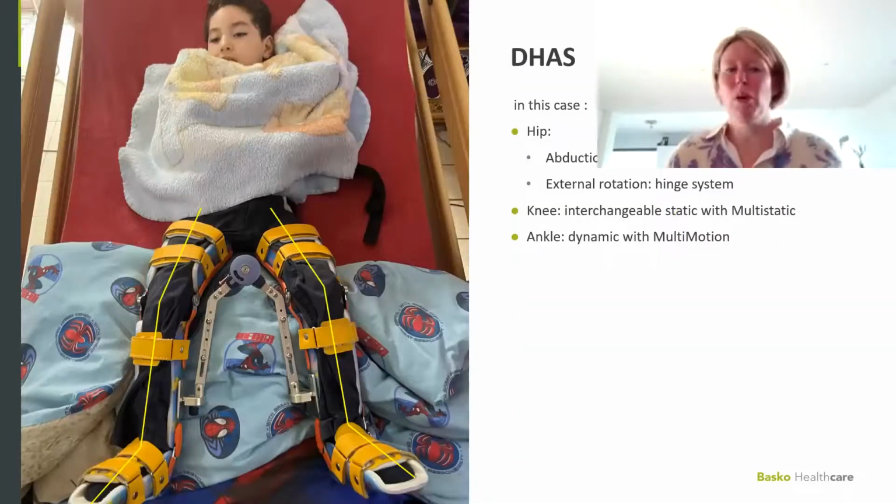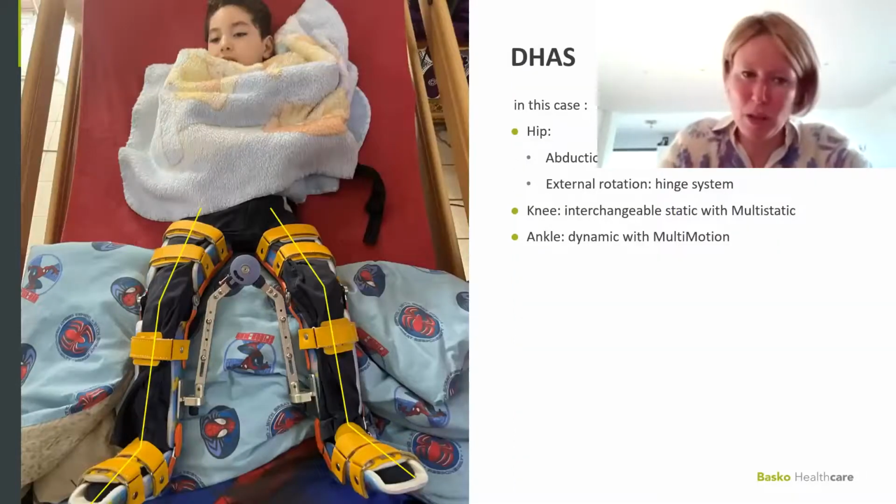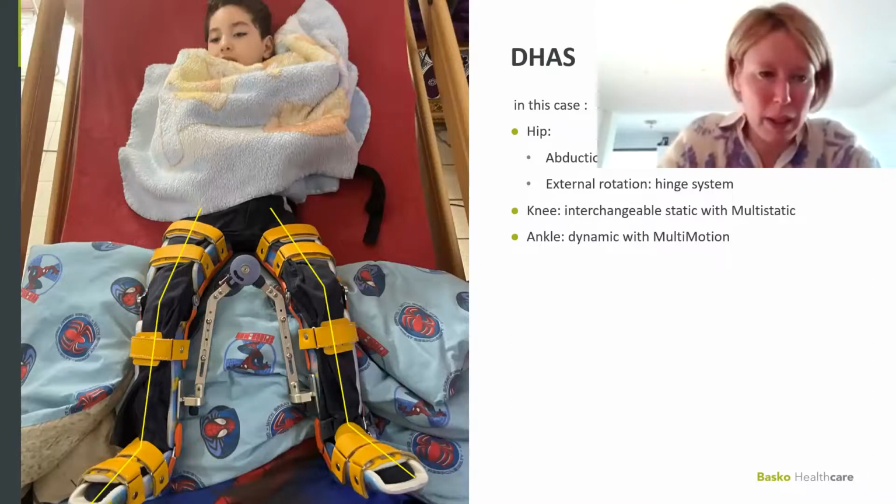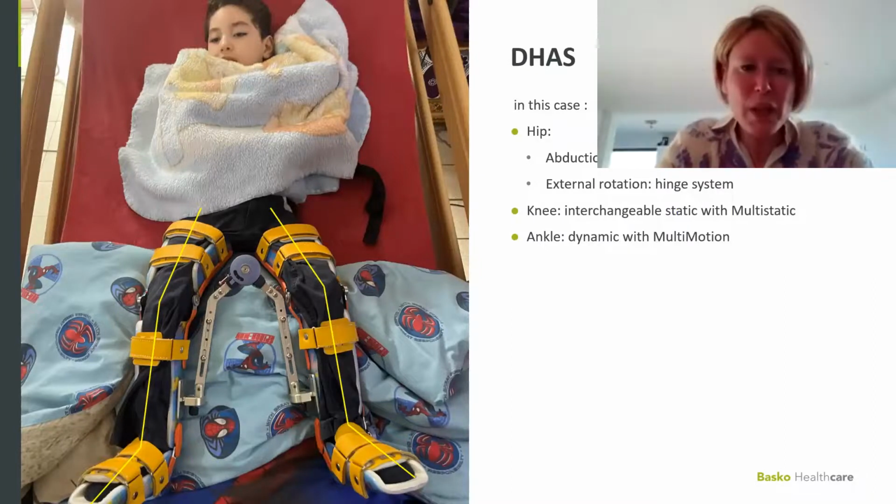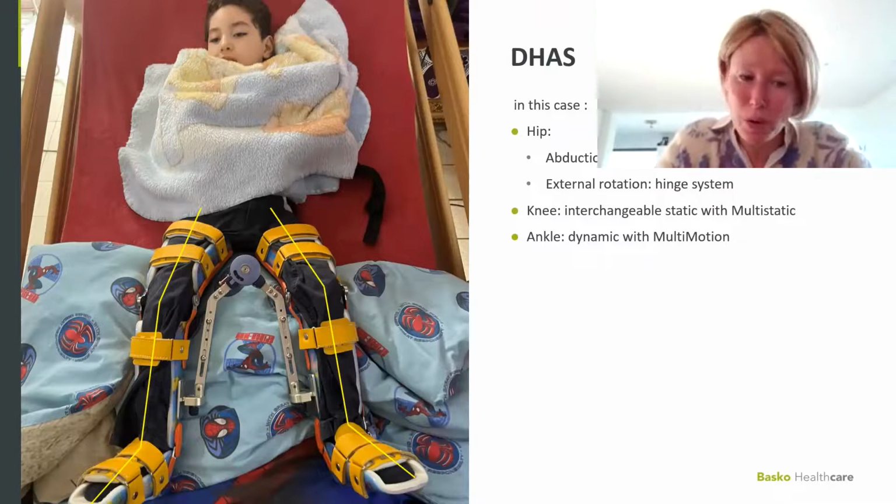This is the same boy with a dynamic hip abduction system on. He was cold, by the way. But you can see here how beautifully you have that abduction combined with the external rotation, which is very important for the positioning of the hip. So he had also multimotion, so a dynamic joint on the ankle and a static changeable joint, multistatic, on his knees. It's a beautiful system.